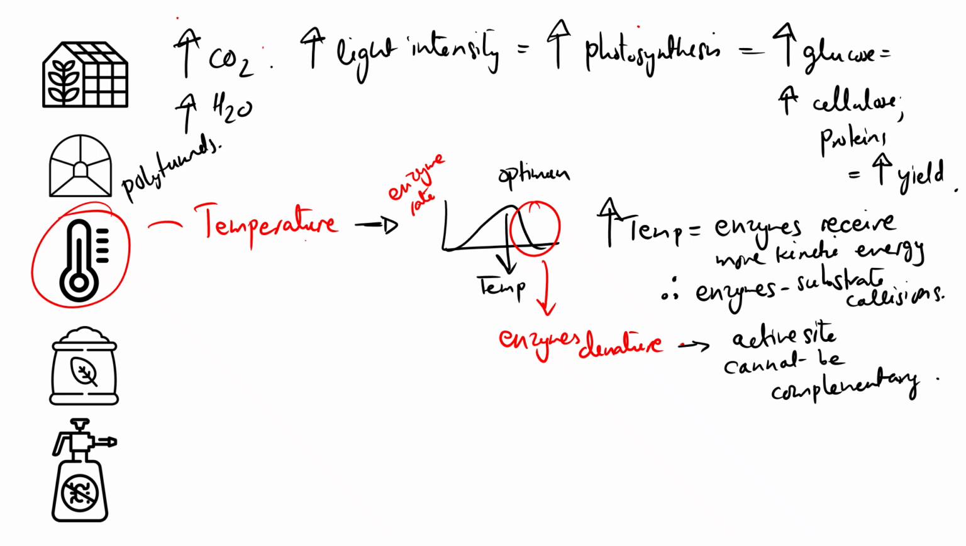Okay, so that's where we need to control the temperature, and equally the pH as well. So if you control the pH, we're thinking about enzyme activity as well. We're trying to optimize enzyme activity.